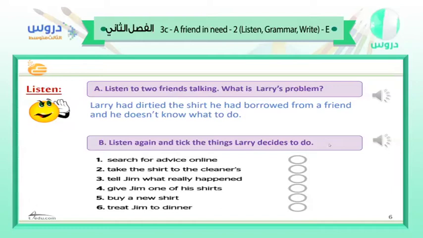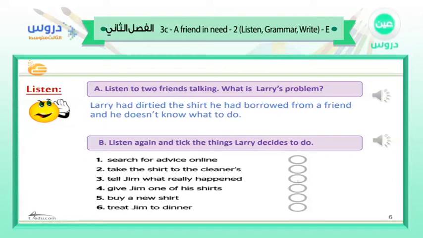Okay, so now we are going to read the ideas that are listed here. Number 1, search for advice online. What do you think of this idea? What did they say about it? Very good. They said that it was a silly idea. Very good. Number 2, take the shirt to the cleaners. Did they agree upon this idea? Very good. They said no because they doubt the cleaners could clean it, because it's a mess. Very good. Number 3, tell Jim what really happened.